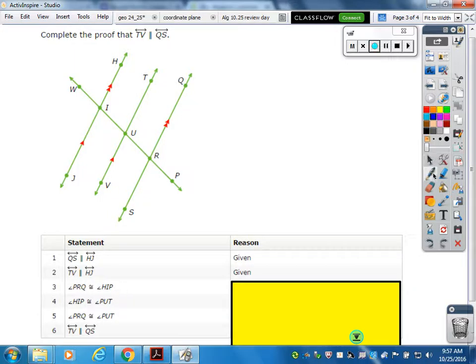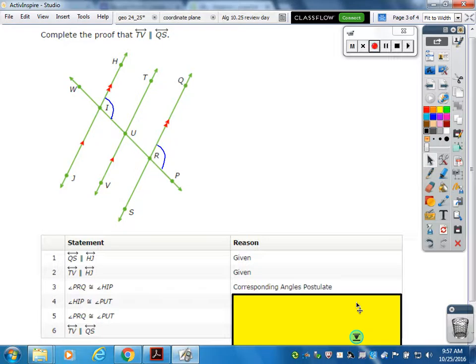So let's find angle PRQ, that's this angle, is congruent with HIP, so this right here. Now, we're allowed to say that because those are corresponding angles. They're corresponding across these two parallel lines. We know those two lines are parallel because they both have two triangles saying they are parallel. They're like that pair. Okay.